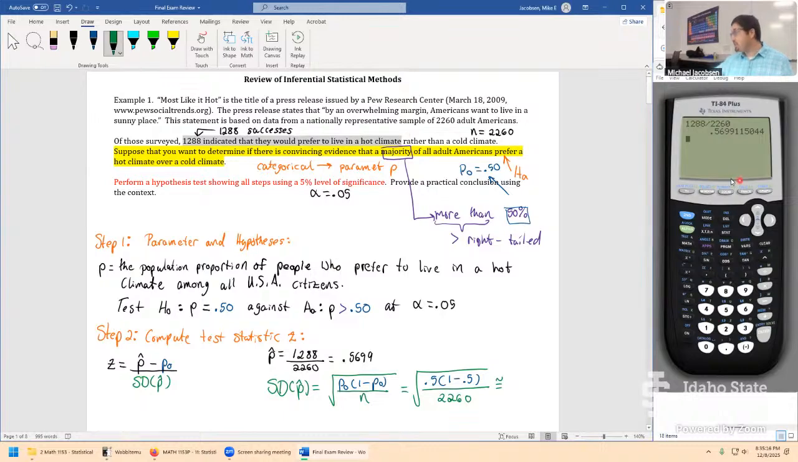So there's our standard deviation. We'll hit the power 2 button with the second key. We'll type 0.5 times (1 minus 0.5), which is really just 0.5 squared, but we're putting it down verbatim, divided by 2260. And the number I get to 4 decimal places is 0.0105.